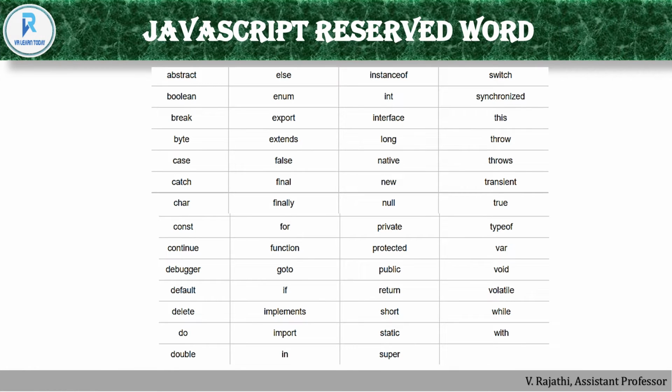These are some of the reserved words in JavaScript. As you studied the rules in C, the same rules are applicable. You should not use these words as a variable name. You should not use var else, var enum, var while, var do, var void. These are invalid. These are the reserved words we should not use as variables.